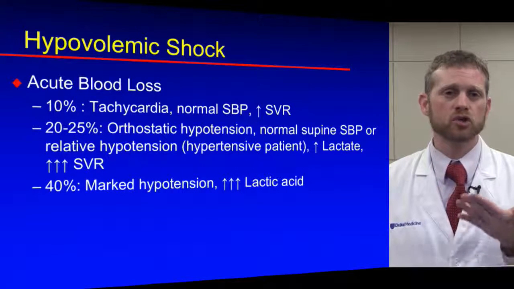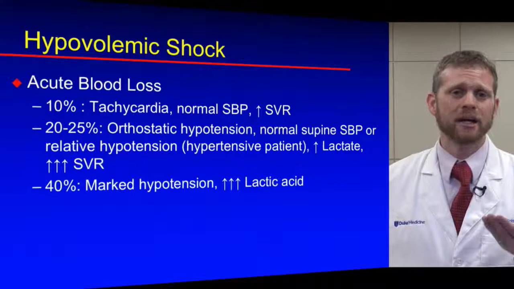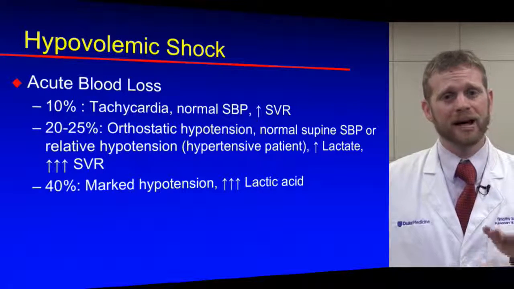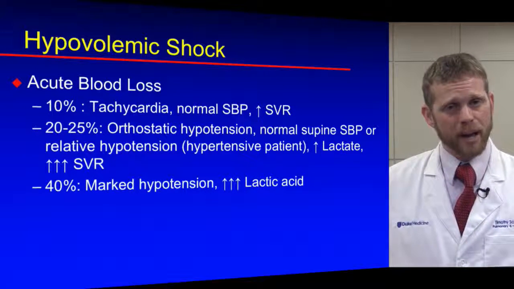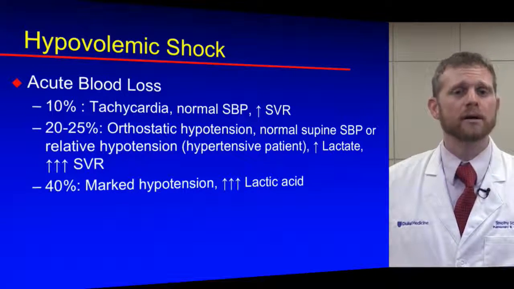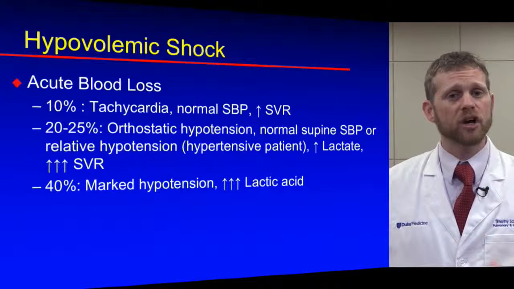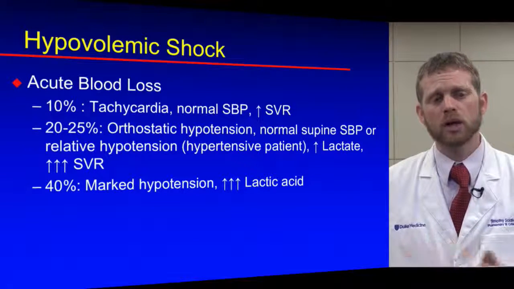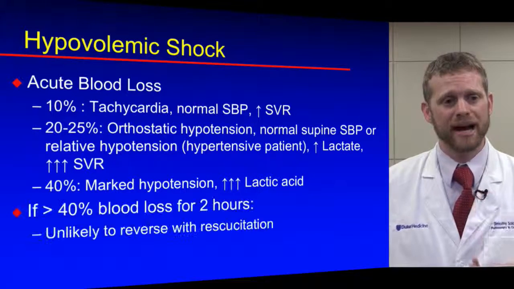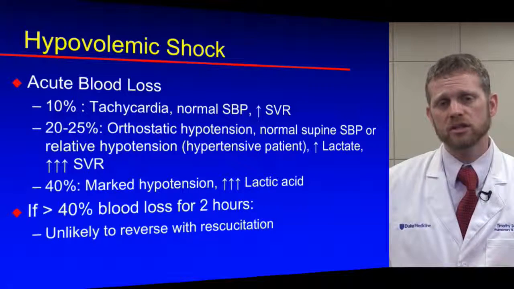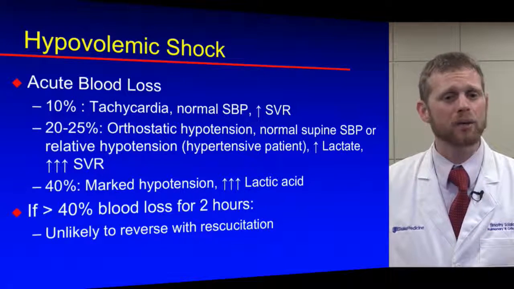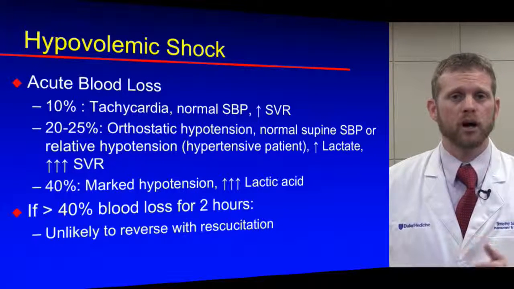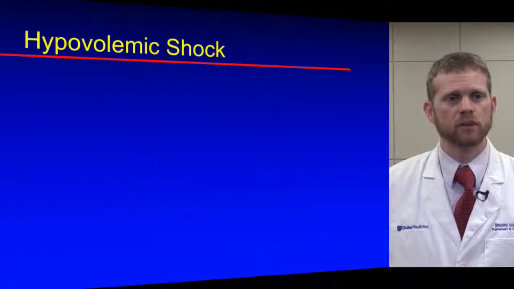But those are patients where you really want to do a test for orthostatic hypotension, because most of those patients will end up orthostatic. Again, these patients might not be hypotensive when they're supine, but they're going to have a very high SVR and they will start to spill lactate. By the time you get to 40% blood loss, you are markedly hypotensive, your lactate is very high. And if you're over 40% blood loss and you don't do anything about it for 2 hours, those patients you are unlikely to reverse with later resuscitation.